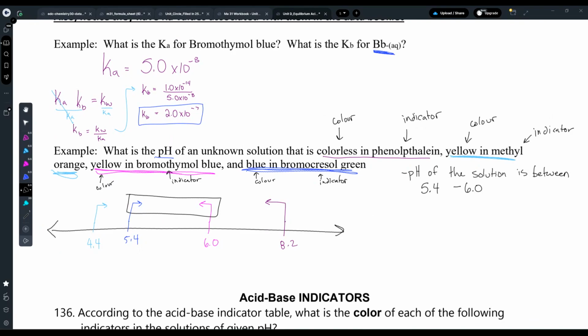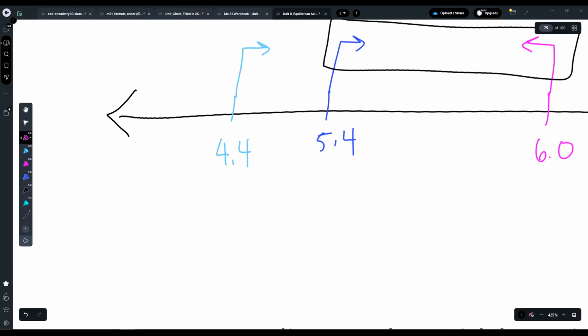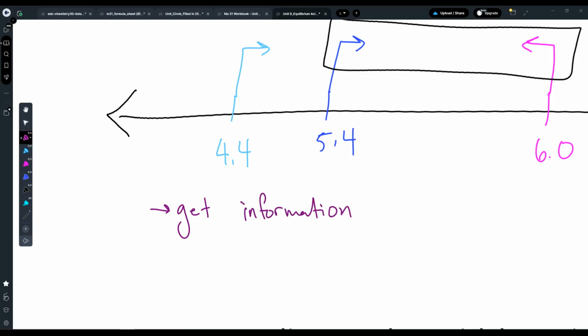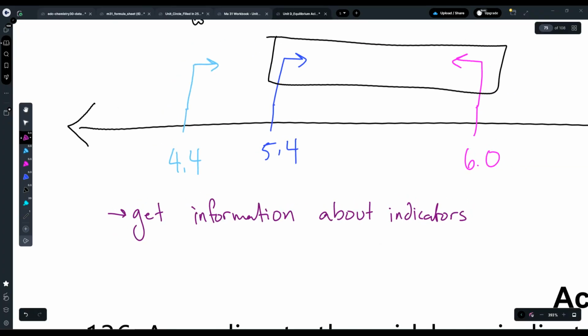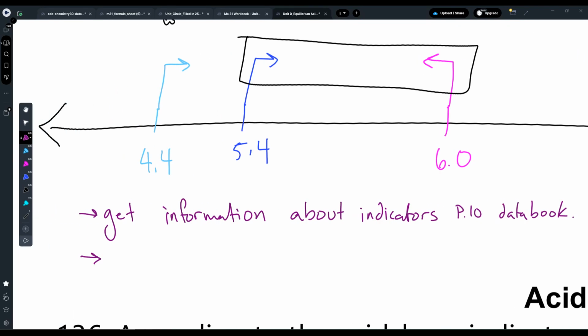Okay, before I say my final answer, I'm just going to write out what I said, just getting to this point here. So we're getting our information about indicators from page 10 of the data booklet. And to get your answer, you're finding the closest arrows that point towards each other.